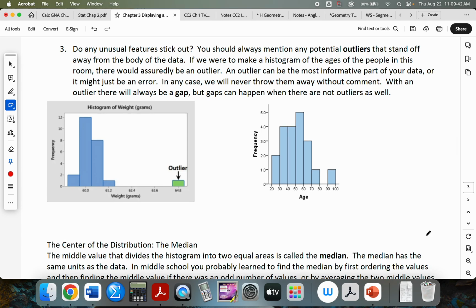So the next thing is, do any unusual features stick out? You should always mention any potential outliers that stand off away from the body of the data. If we were to make a histogram of the ages of the people in this room, there would be an outlier.